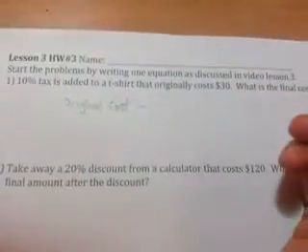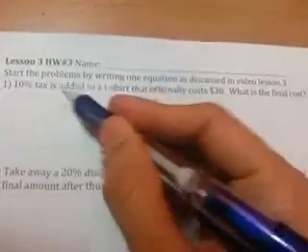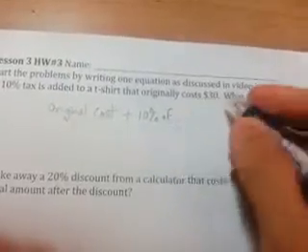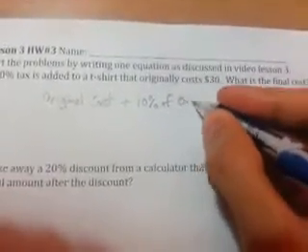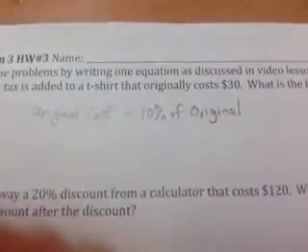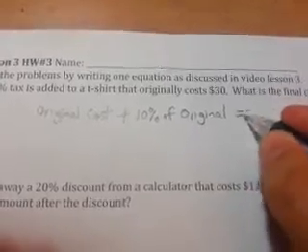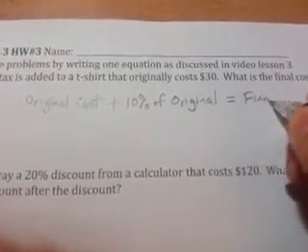So I start with the original cost, and I'm going to subtract. Well, is it subtraction in this case? Tax is added. So instead, I'm going to be adding. What am I adding? I'm adding 10% of the original. Good so far? Start with the original, add 10% of the original, and what do I get? My final cost.